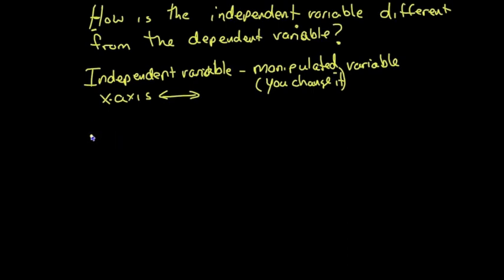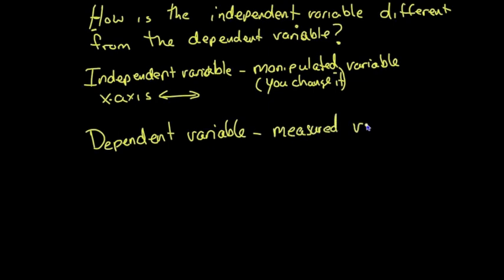So the dependent variable is what we call the measured variable. So whatever you're measuring is the dependent variable. It depends on the independent variable, and that's going to go on the y-axis, or the vertical axis. Okay, up and down. Okay, so if you're creating a graph, the dependent variable should go on the vertical or y-axis.